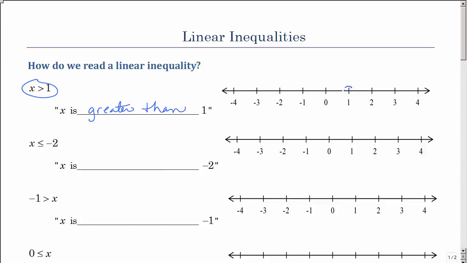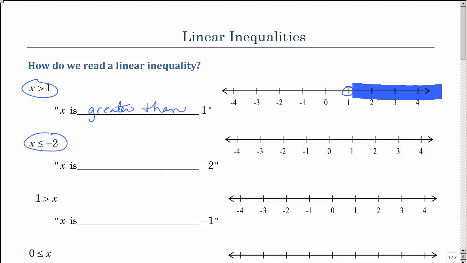Well, we want to put an open circle around 1 because it's not equal to it. And then we want to shade to the right because we want to look at all the numbers that are greater than 1. There's an infinite amount of them, so we can't list them all. Because yes, it includes all the decimals and the fractions. It's not just 1, 2, 3, 4, 5. Right? So that's why we have a picture representation.